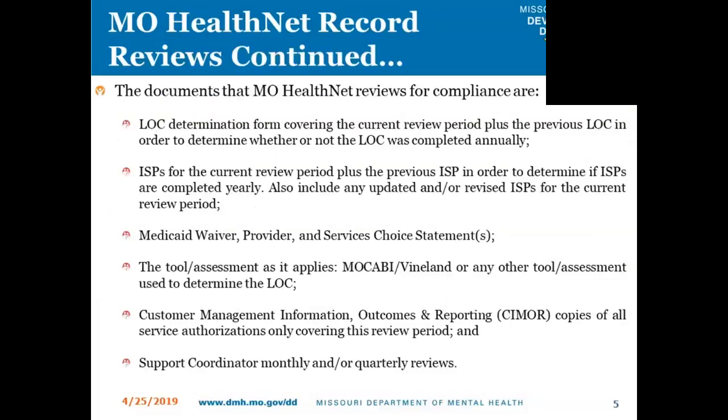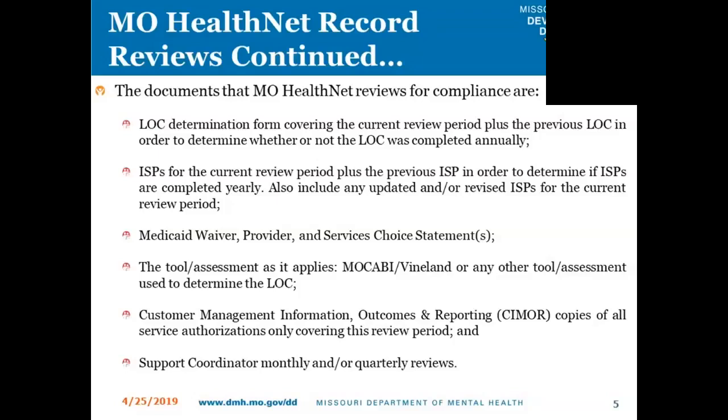The specific documents requested and reviewed by MoHealthNet are the level of care determination form covering the current review period plus the previous level of care in order to determine whether or not the level of care was completed annually. Individual support plans for the current review period plus the previous support plan in order to determine if individual support plans are completed yearly. Also include any updated and or revised support plans for the current review period.